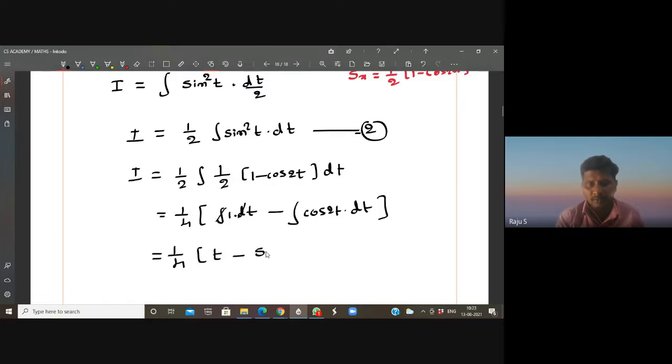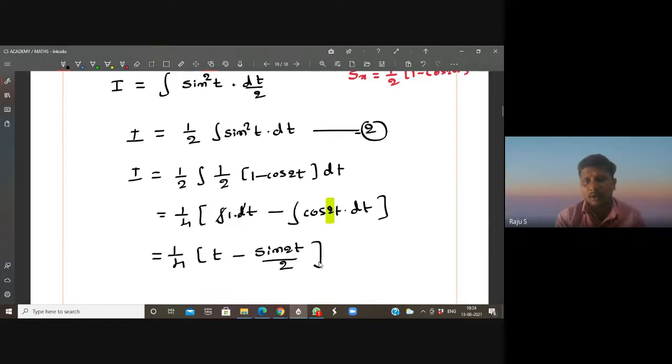Directly by formula, it is sine 2t, because it is integration; differentiation gives minus cos 2t. But see here, what is the coefficient of t, students? What is the coefficient of t? 2. Where should I write the 2, in the numerator or the denominator? Yes, it is in the denominator.